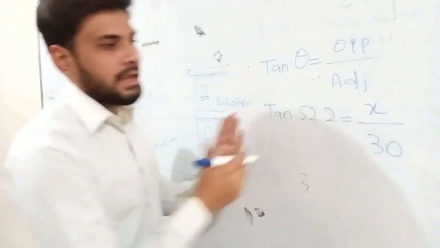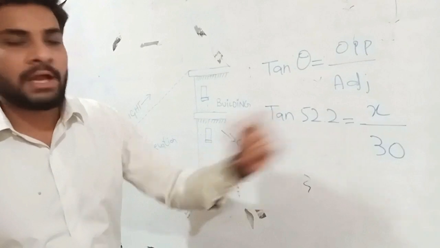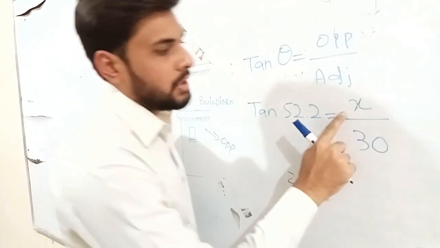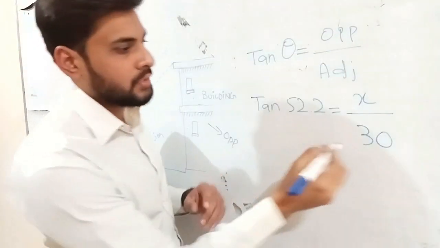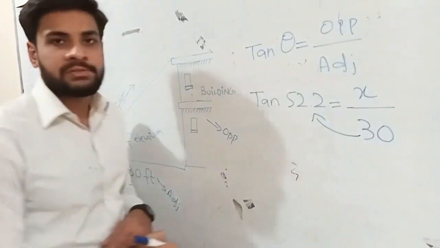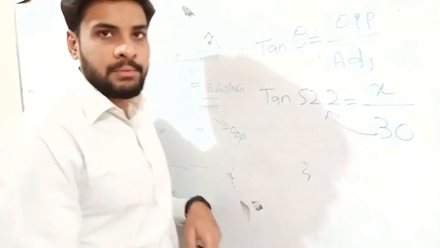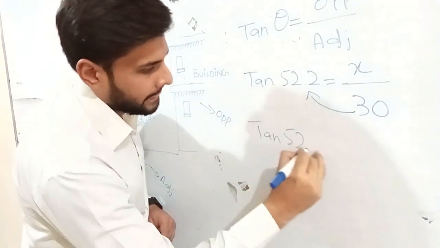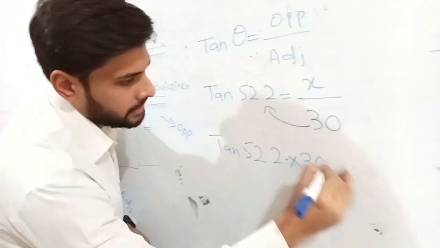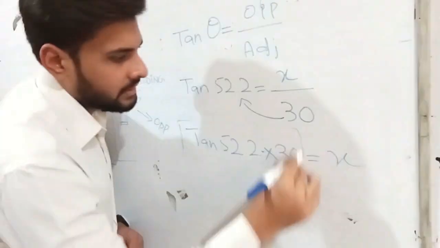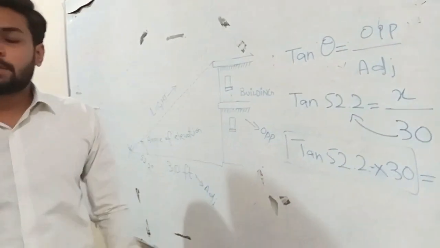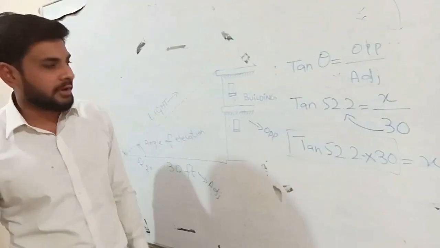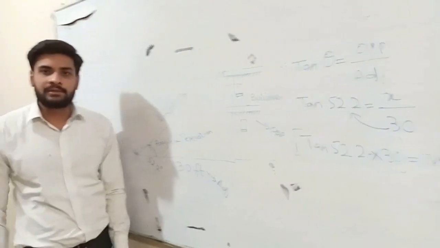Now you have a mathematical equation that you can solve for the unknown. If you want to find this value, we have to separate it on one side of the equation. So we move this 30 from this side to the other side, and since 30 is dividing the variable, it will multiply: tan 52.2 times 30 equals x. You can solve this using a calculator. So you can easily find x, which is the opposite, and in real terms it is the height of the building that you are finding.